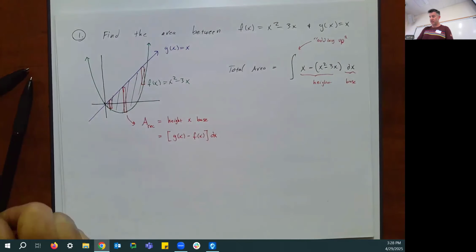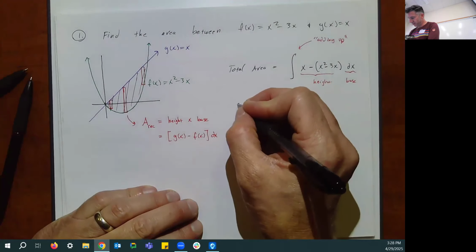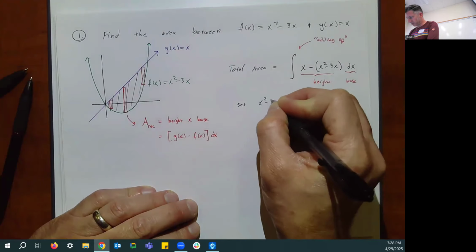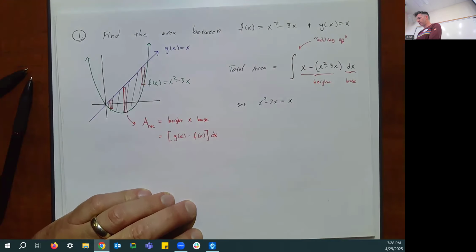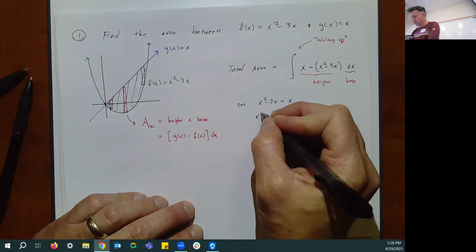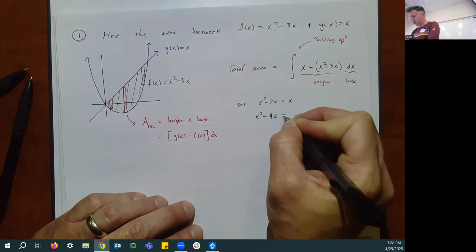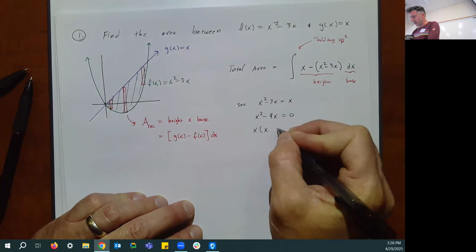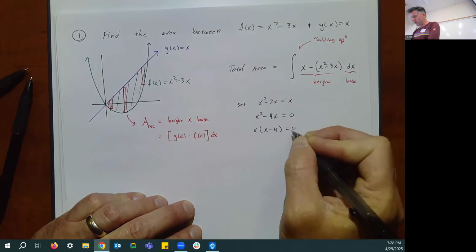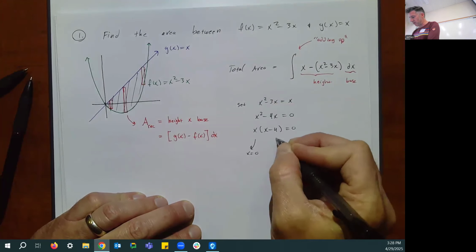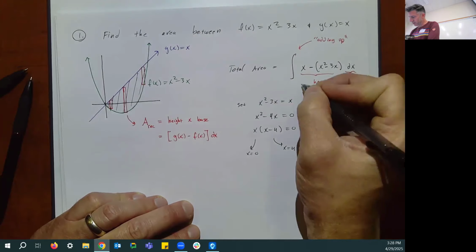So if we set these two equations equal to each other, we can solve for x. So I'm going to subtract x from both sides. x squared minus 4x equals 0. Factor out an x. x times (x minus 4) equals 0. It looks like we're getting x equal to 0 and x equal to 4.